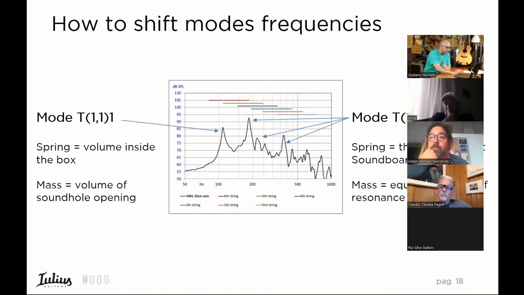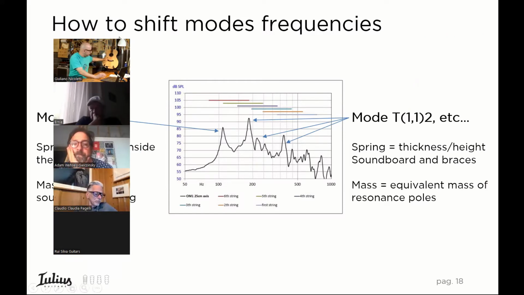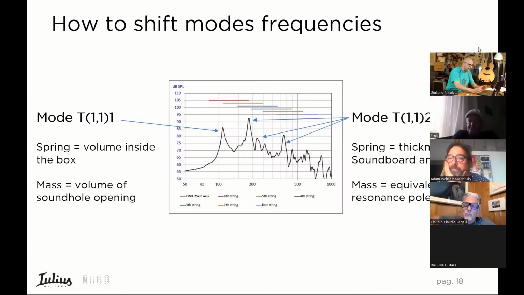because 106 is right on the spot in between the two notes. And for the other modes, usually the spring is the dimensions of the structure, so the height of the braces or the thickness of the soundboard, and the mass, of course, is the mass of the monopole. It's not the mass of the whole soundboard; it's just the mass of the part of the soundboard which is resonating at this specific mode of resonance. So you have to modify all of this, and of course.